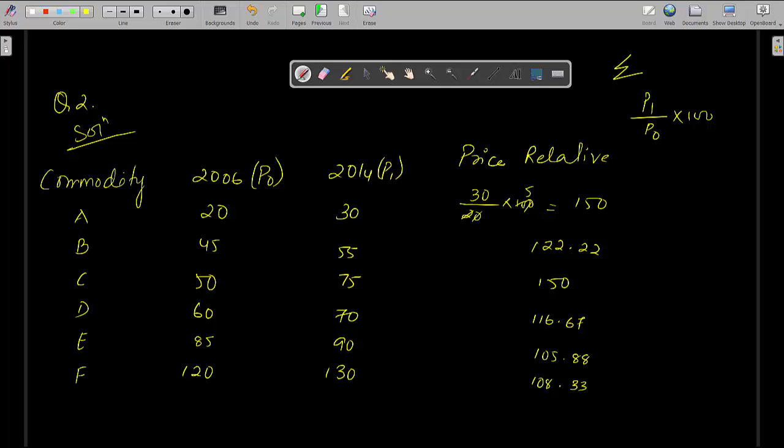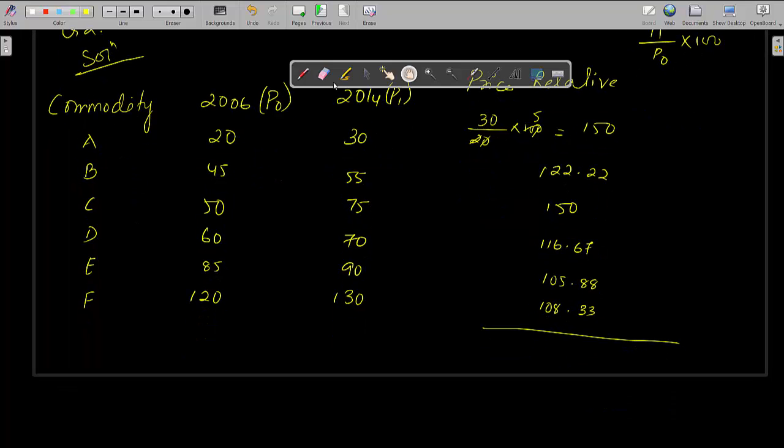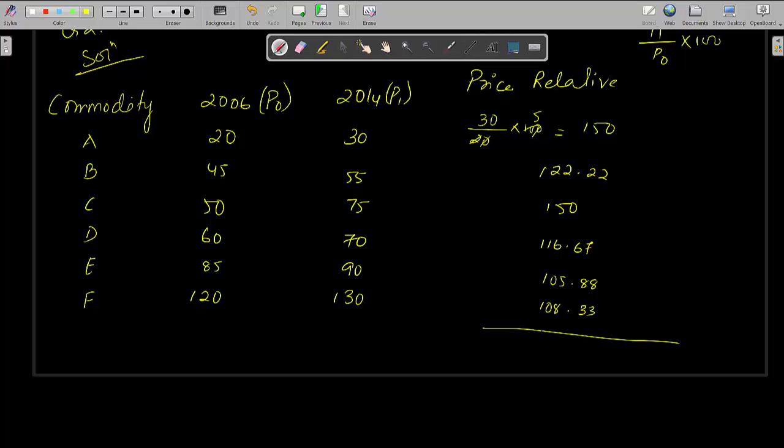So in order to get these answers, you have to keep on calculating all this. Okay, that is 55 by 45 into 100, 75 by 50 into 100, and all this. So now that you have the price relatives, what you can do is get the sum. That is, sum is equal to sum of P1 by P0 into 100. This is the formula that you used here, right?